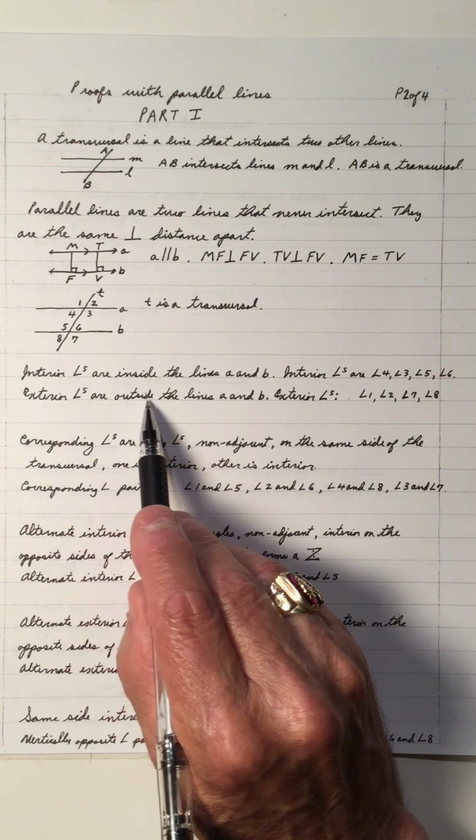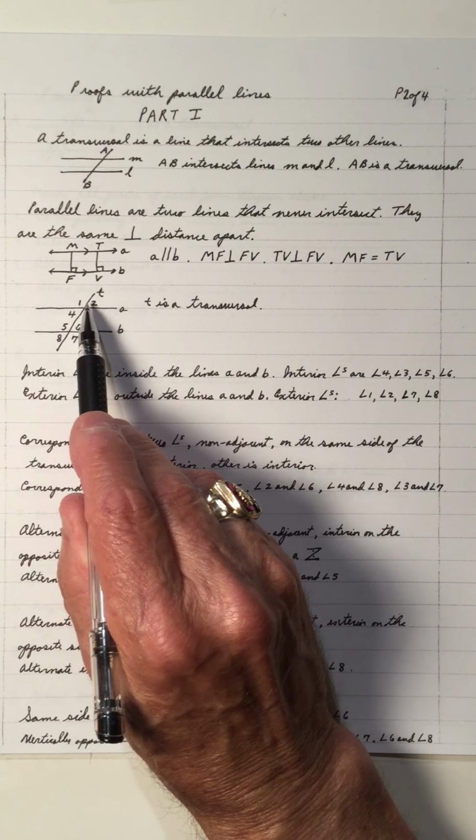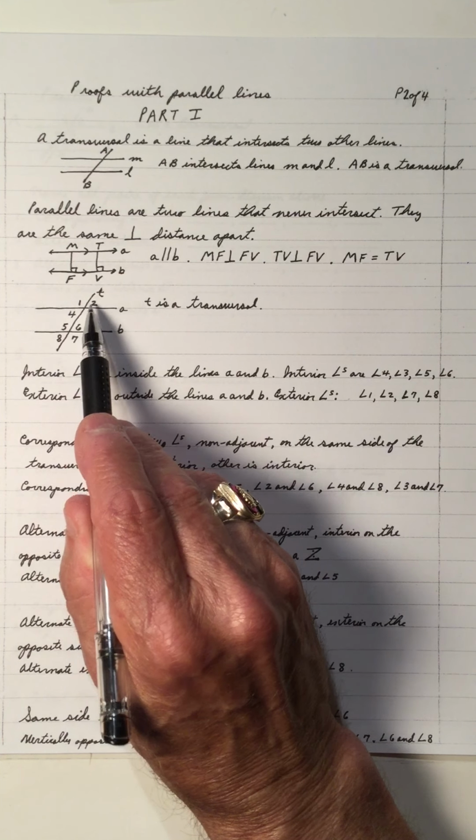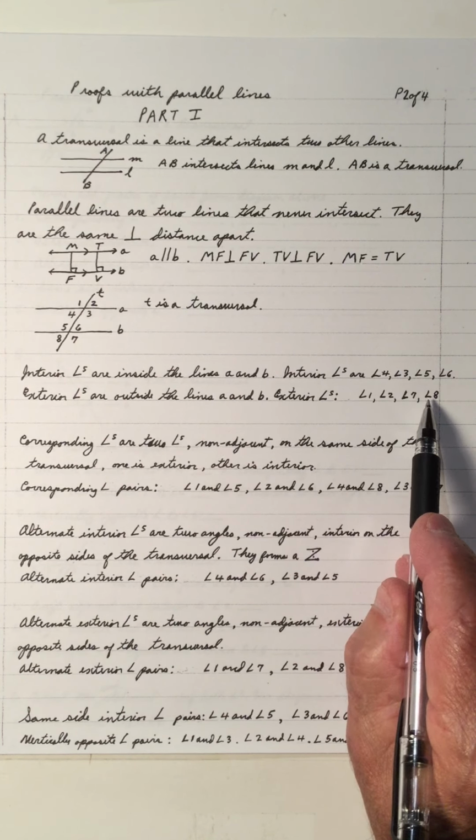The exterior angles are outside the lines A and B. So it's 1, 2, 7, and 8. 1, 2, 7, and 8 are the exterior angles.